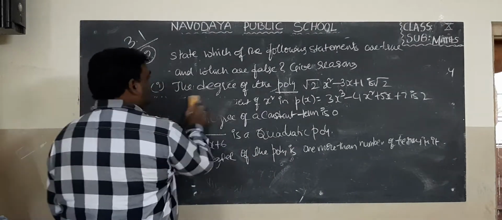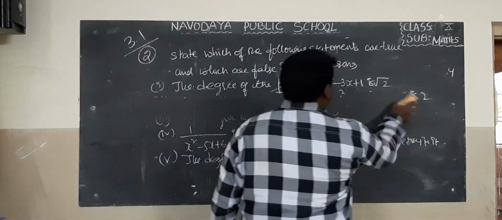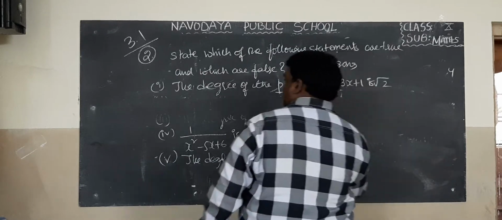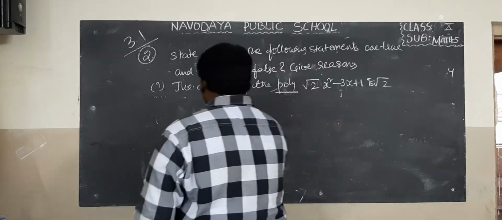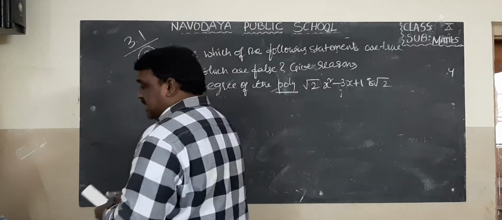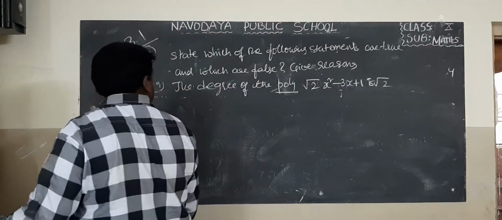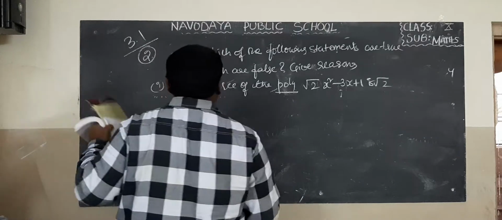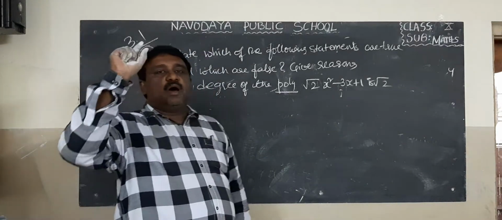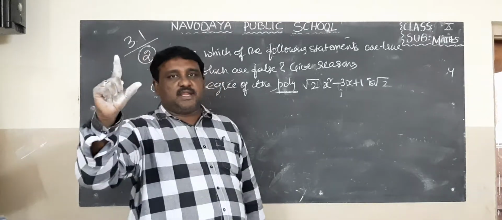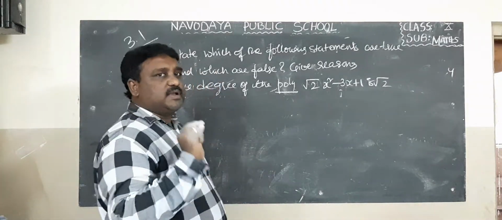What is the first one? Read the question first. What is the question? The degree of the polynomial root 2 x square minus 3x plus 1 is root 2. What is degree? What I told you about degree? Degree means the top highest number is known as degree.